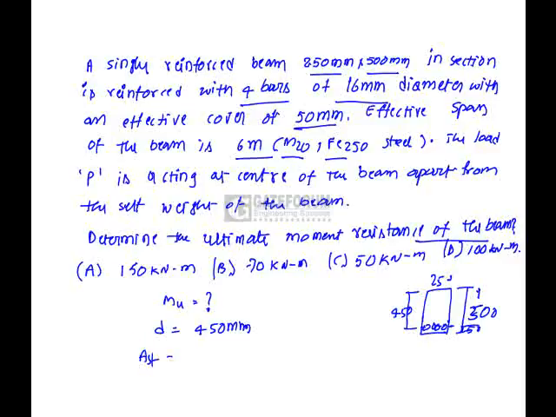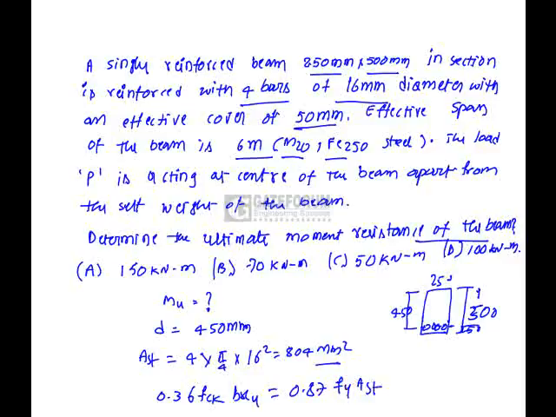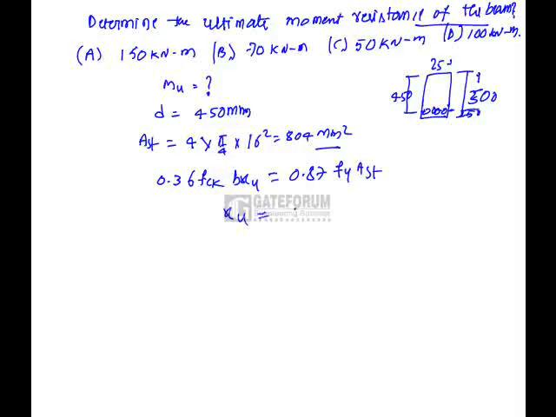So area of steel is 4 number of bars into pi by 4 d square, with d as 16, that is 804 millimeter square. If we assume it as an under reinforced or balanced section, the force in compression is equal to force in tension: 0.36 fck b Xu is equal to 0.87 fy Ast, and Xu we can calculate as 97.15. Xu by d is equal to 0.216.